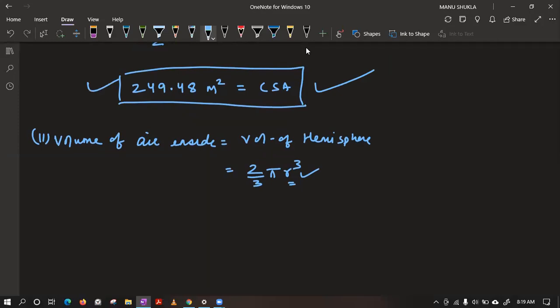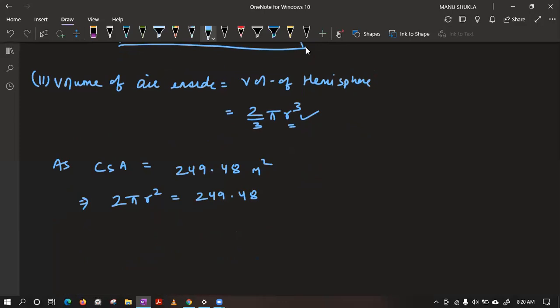How? We can say CSA is equal to 249.48 meter square. First, please tell me the curved surface area of a hemisphere. It is very simple, 2 pi r square. So 2 pi r square is equal to 249.48. From this you can find the value of radius.